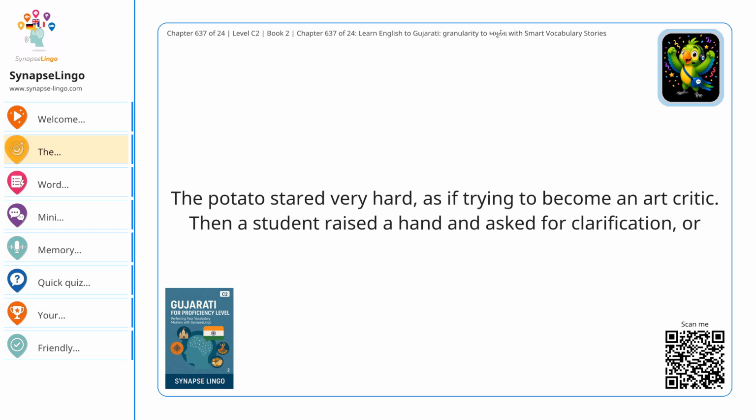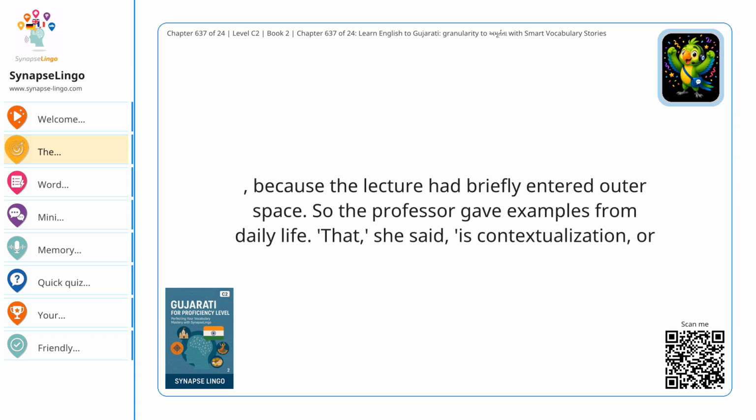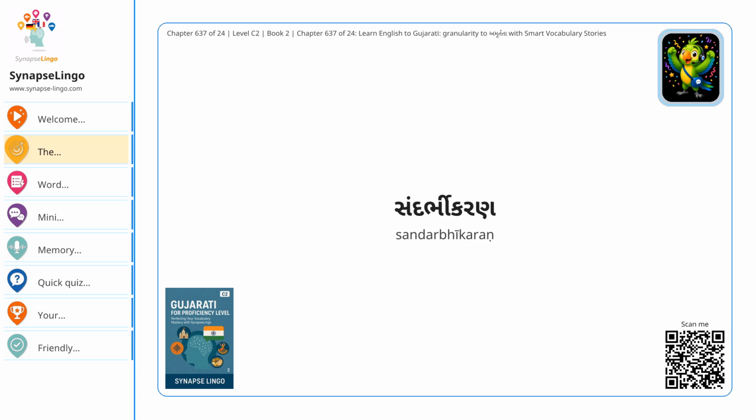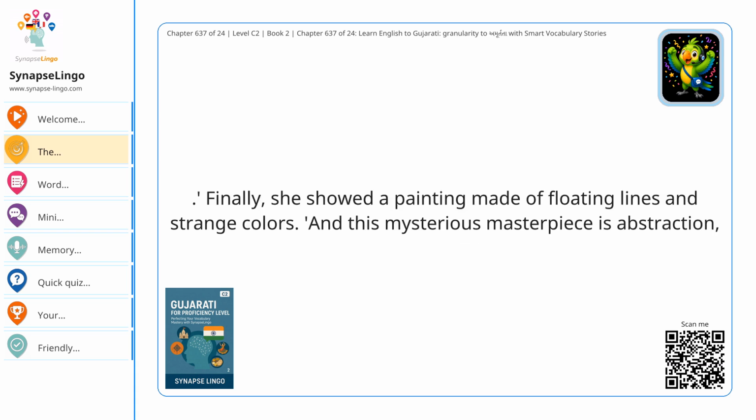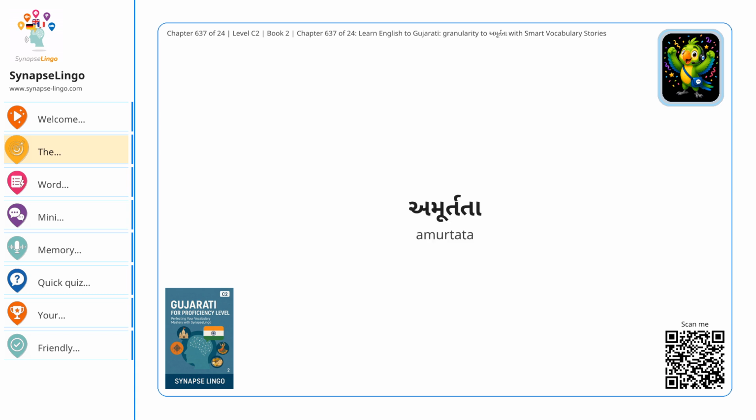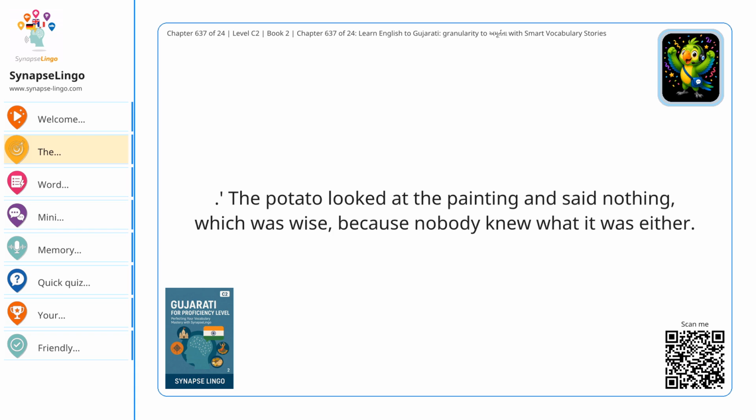Then a student raised a hand and asked for clarification, or સ્પષ્ટતા, because the lecture had briefly entered outer space. So the professor gave examples from daily life. That, she said, is contextualization, or સંદર્ભીકરણ. After that, she sorted the notes into clean folders. This is systematization, વ્યવસ્થિતીકરણ. Finally, she showed a painting made of floating lines and strange colors. And this mysterious masterpiece is abstraction, અમૂર્તતા. The potato looked at the painting and said nothing, which was wise, because nobody knew what it was either.